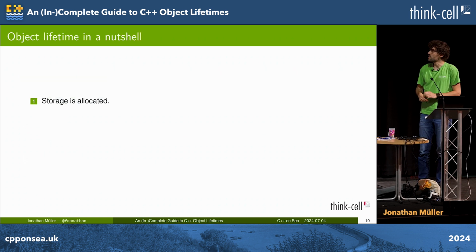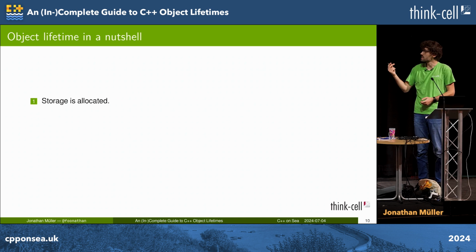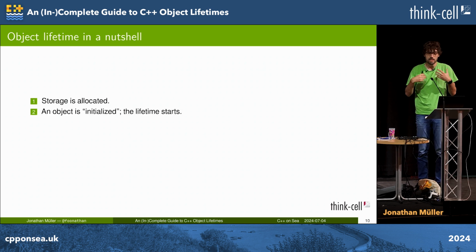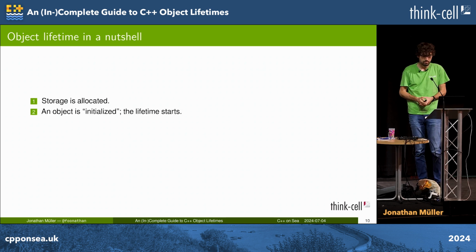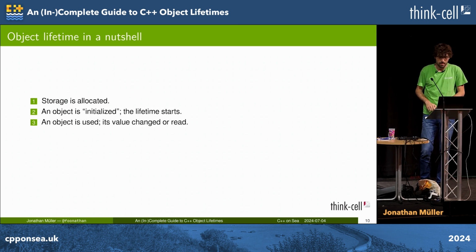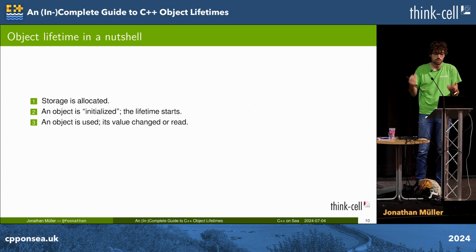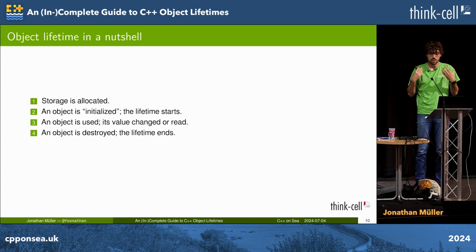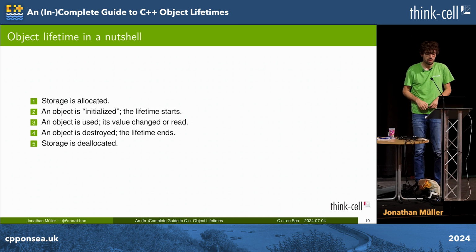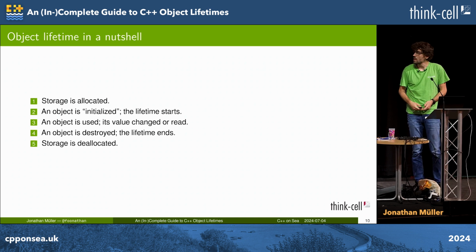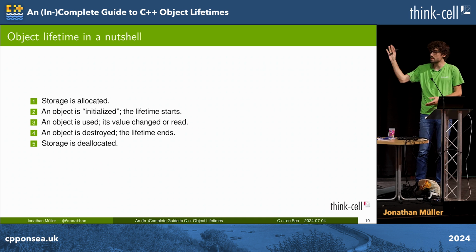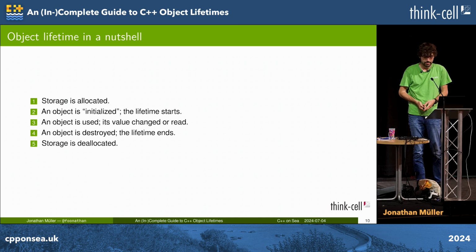So this is a high-level overview of the object lifetime that we will explore for the rest of the talk. The first step is always to allocate storage, right? We need to put the object somewhere. Then we initialize an object, and this usually starts the lifetime. I put initialized in quotes because that's not really necessary, but we'll see that later on. Then we use the object, right? We can freely read its value, change its value, take its address, do whatever we want. Eventually, we're going to destroy the object, which will end the lifetime, and then we deallocate the storage. The details vary depending on what kind of object it is, but this is the general gist.